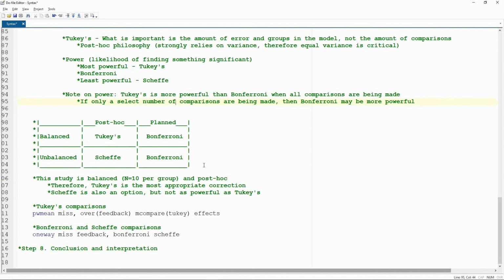So, I have a lovely table here that tries to summarize all that information. If you have a planned design, you're doing Bonferroni. That's just the blanket approach. Bonferroni adjustment if it's a planned design. If it's a post hoc design and it's balanced, you use Tukey's. If it's unbalanced, you use Sheffe.